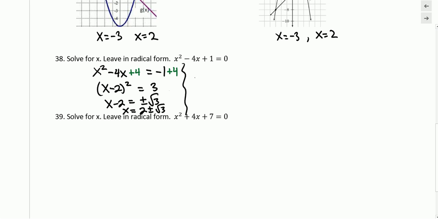If we use the quadratic formula, you plug it in, so negative b plus or minus the square root of b squared minus 4ac all over 2a.